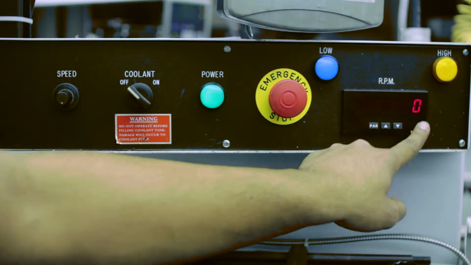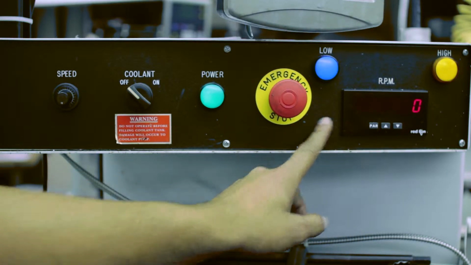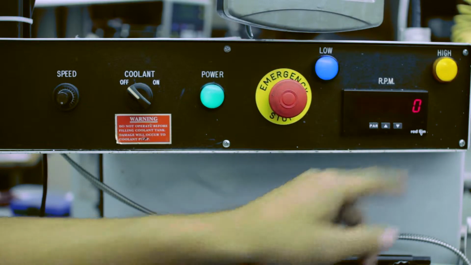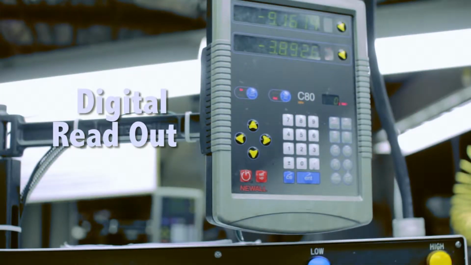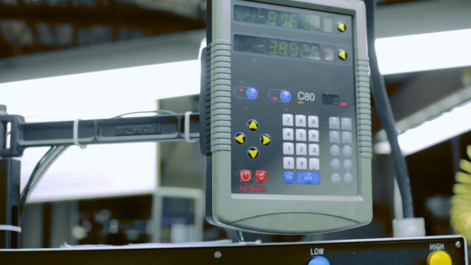This is a tachometer. It tells you what RPM the lathe is spinning at. And these two lights over here indicate which gear you're in. So if we look up, we have a DRO. It stands for digital readout. This indicates where you are in space in terms of your datums.